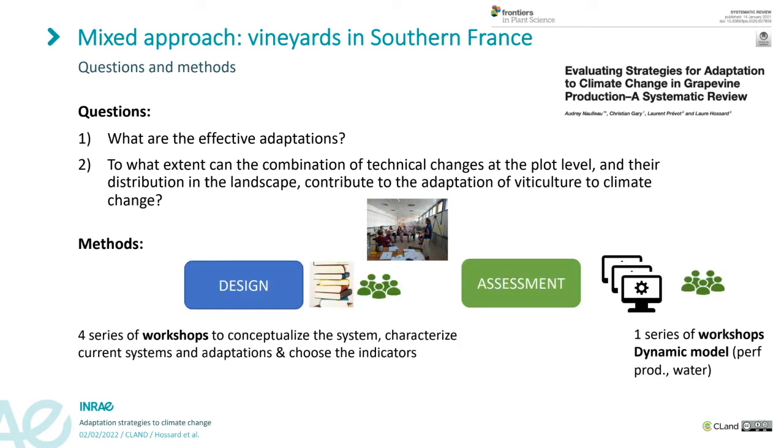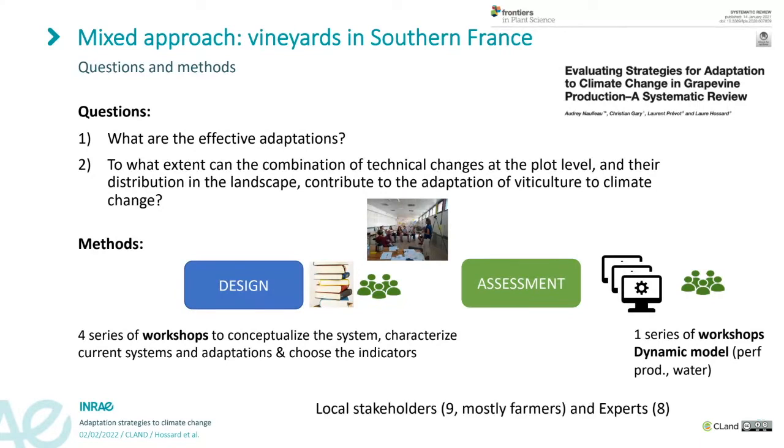So what were the methods? For design, she used both literature and participatory workshops. She did four series of workshops to make a conceptualization of the systems, to see what is the system according to the stakeholders, what could change, what would be the adaptation, and to characterize the current system and their possible adaptations. And for the assessments, she used dynamic modeling, combining different types of models, and one series of workshops.